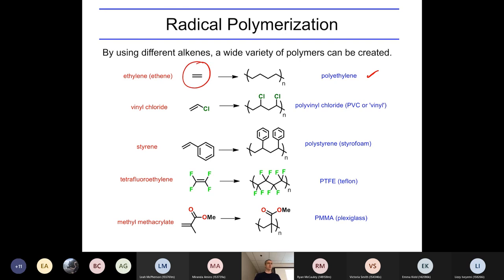Bananas produce this. It's the ripening agent in bananas. PVC, polyvinyl chloride, uses vinyl chloride. See, styrene, Teflon, if you have all fluorines on there. Methyl methacrylate, again, has an alkene which can polymerize, makes polymethyl methacrylate, PMMA, which is plexiglass. So this radical polymerization is very important industrially because of all these materials that we get from it.